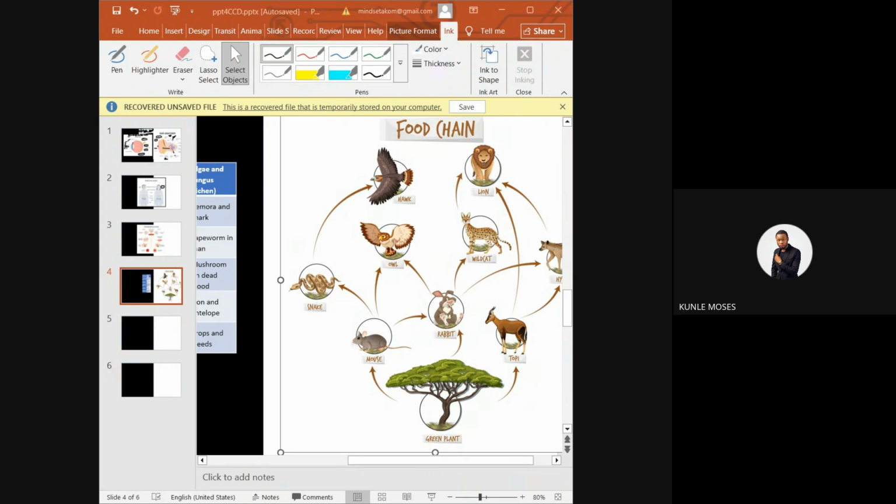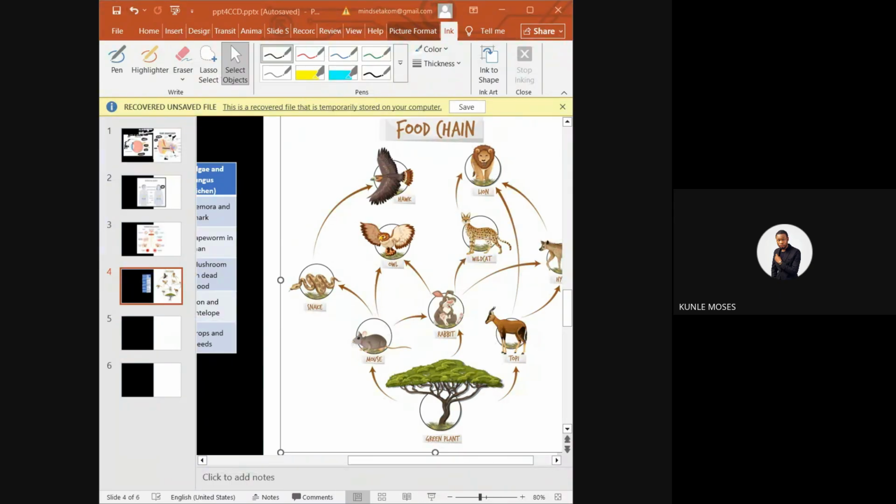In case they ask you, the herbivores are primary consumers in the trophic levels. Carnivores are secondary consumers, and the top carnivores, they are the tertiary consumers. The decomposers are the bacteria and the fungi.